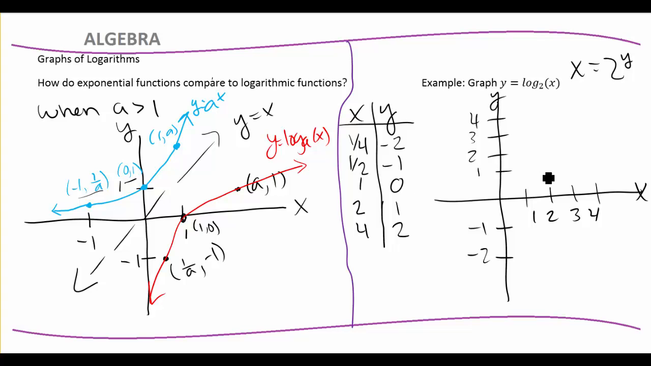And now we're going to plot our points. So we're going to have 1/4, negative 2 is probably about right there. 1/2, negative 1 is right there. 1, 0, then 2, 1 right here, and 4, 2 all the way over here. And then we connect the dots to make our graph. It's going to keep growing, so it's going to keep going up, and it's going to come down towards the y-axis, but never touch the y-axis. And so this is the graph of y equals log base 2 of x.